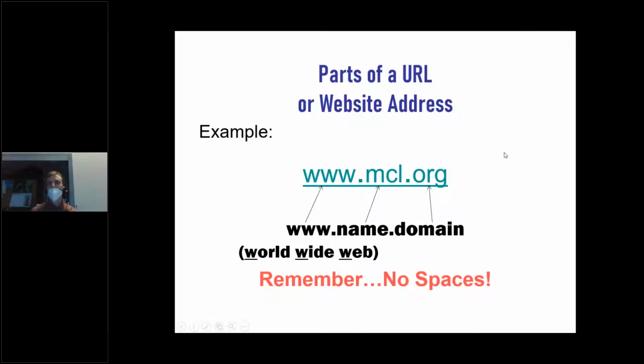So this is a typical URL or website address, and it's made up of three main parts. The first is the www dot, which just means that we are accessing the World Wide Web. In the middle there, we have the name of the website, which is typically the most unique part. So this is our library website here, mcl.org. The MCL is our unique name for our website. And then we have the domain, which is .org, or dot org, as it's often called, for organization.